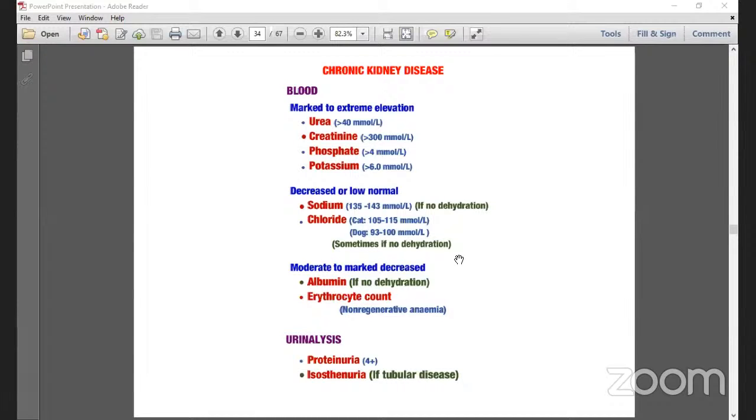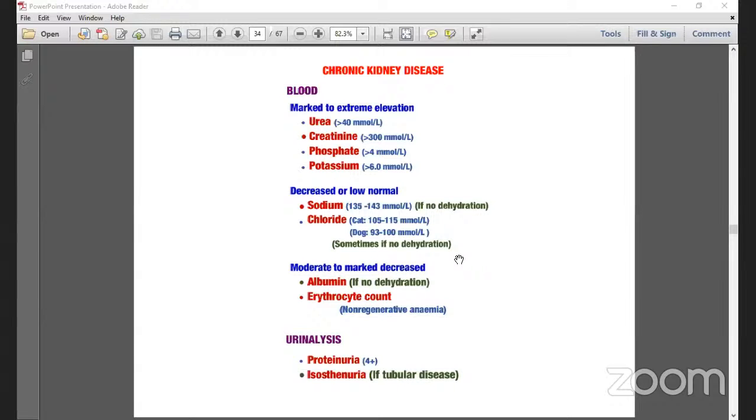And next is for the chronic kidney disease. In terms of the urea, the creatinine, the phosphate, and potassium, in case of the chronic disease, it will mark extreme elevation of these parameters. And then for the sodium and chloride, there will be a decrease to low normal. And then for the albumin and erythrocyte, there will be a moderate to marked decrease.